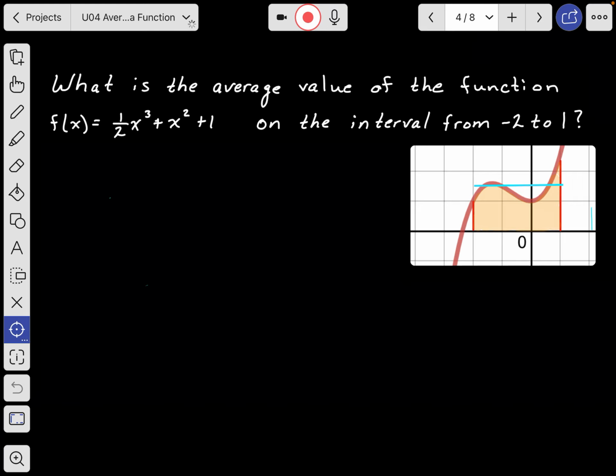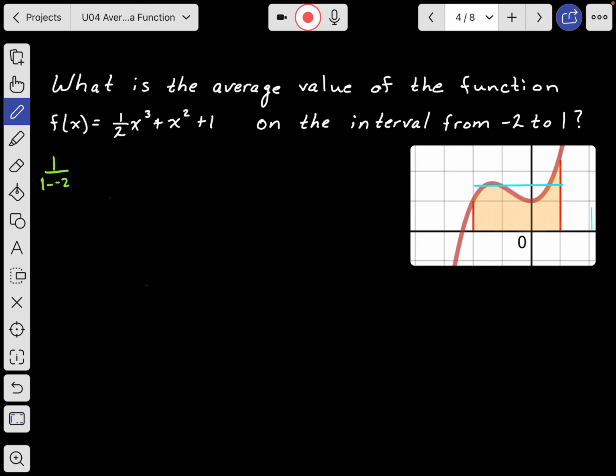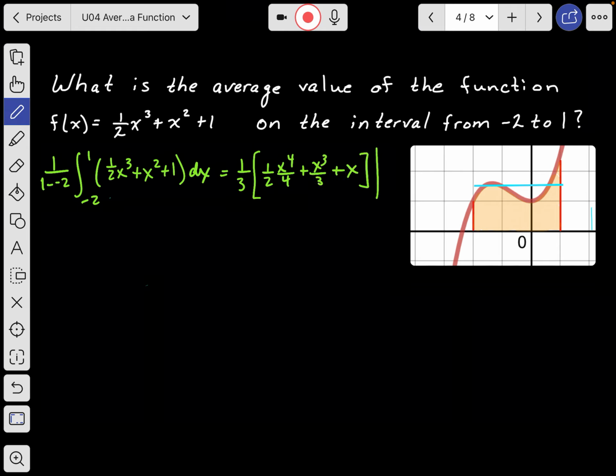Let's try one more example. Again, I've placed my blue line where I think the average value is, and so let's use our calculus to figure out what that value is. So my integral this time is from -2 to 1, so 1 minus -2, and this is from -2 to 1 of this function. Okay, so this would give me 1/3, and then I need that antiderivative, so it'd be 1/2 x to the 4th over 4, x cubed over 3 plus x, and we're going to evaluate that from -2 to 1.